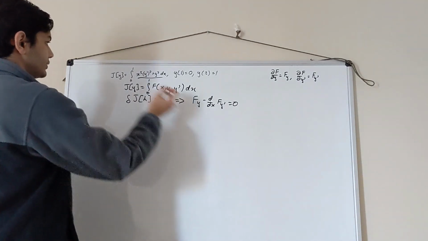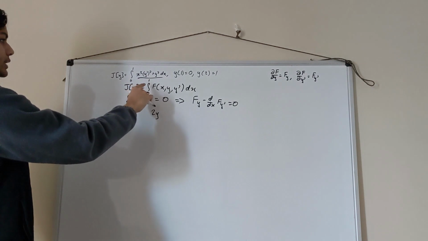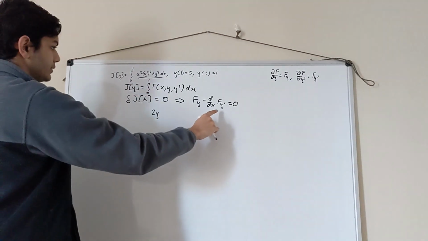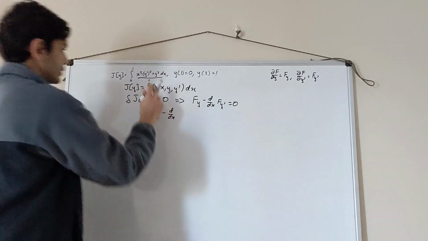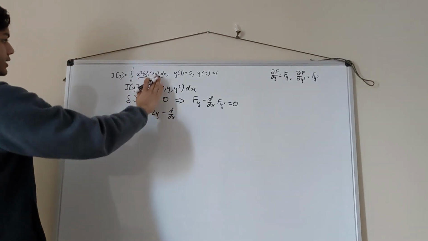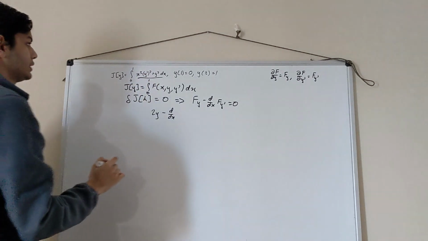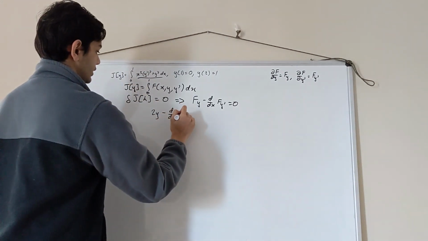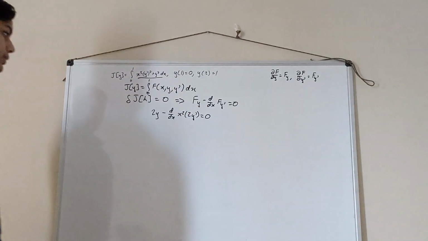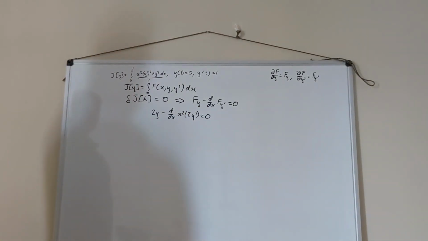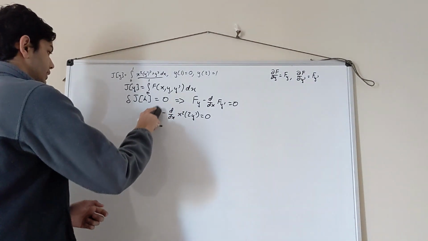The derivative of this with respect to y would be 2y, because the first term doesn't depend on y explicitly. Then the derivative with respect to y prime, so it's minus d dx. The second part doesn't depend on y prime explicitly, so now we treat y as being constant and differentiate with respect to y prime. That'll be x squared times 2y prime, and that is equal to 0. The first thing you notice is that you have a 2 here and a 2 here, so you can just get rid of those.